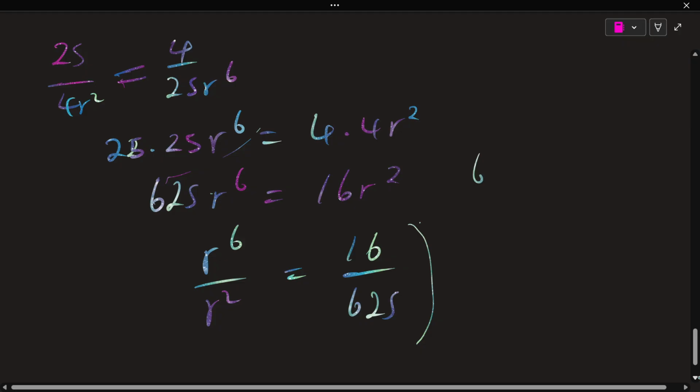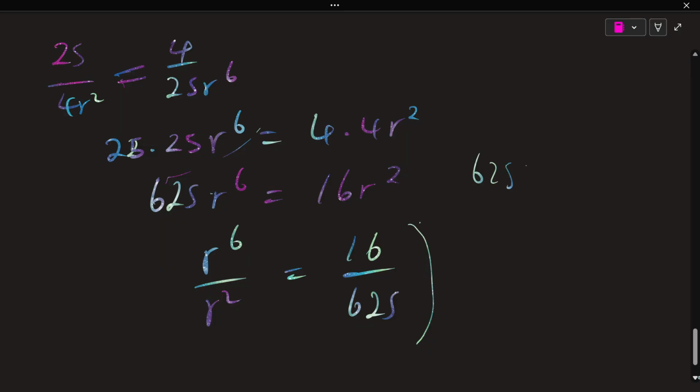If I have to explain this, let me explain how I got this. Since we have 625 r to the exponent 6 and 16 r squared, first of all I'm going to divide by r squared on this side. R squared over r squared is 1.